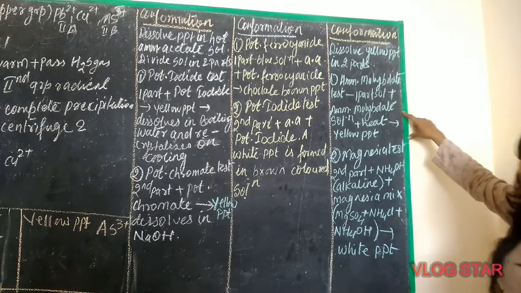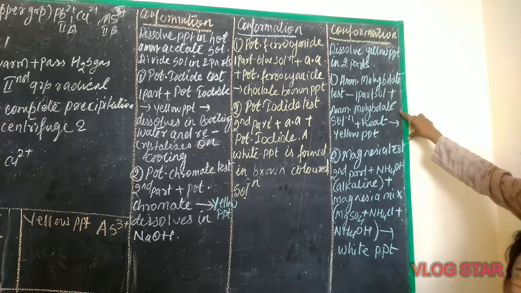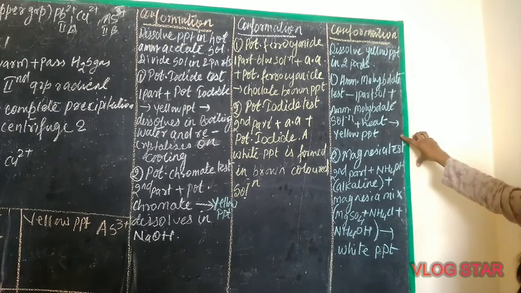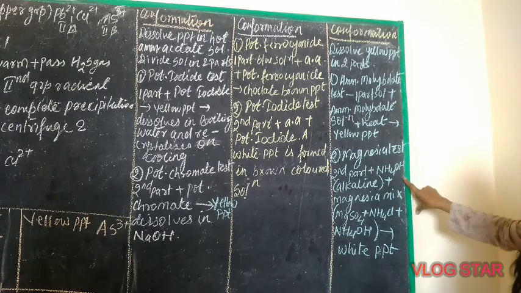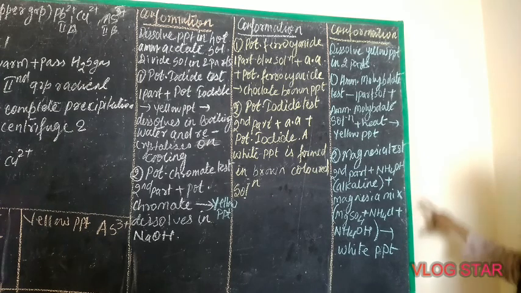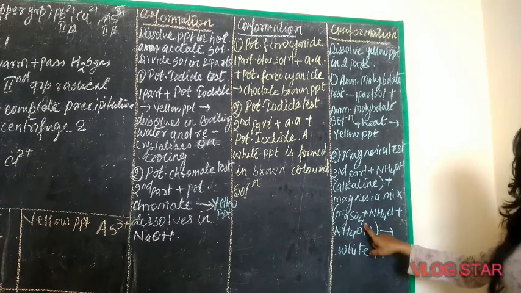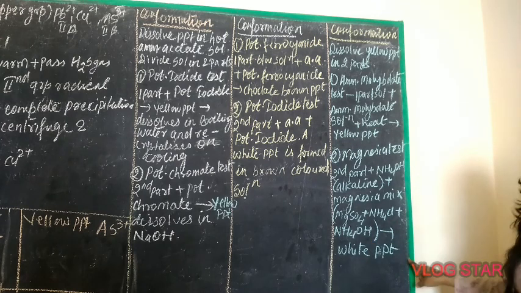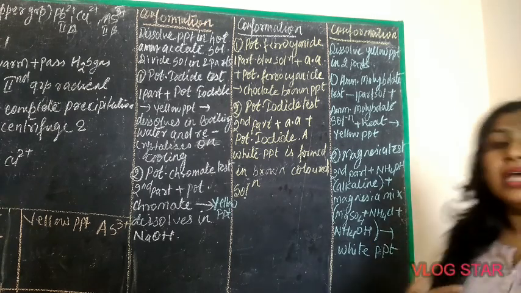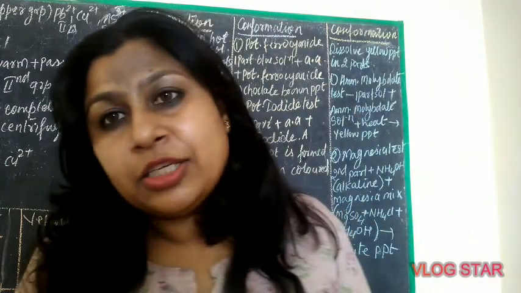Now, to one part of the solution add ammonium molybdate solution and heat. Yellow PPT is obtained, that confirms As3+. Second is magnesia test. To the second part of the solution, add ammonium hydroxide in order to make it alkaline, and then add magnesia mixture. Magnesia mixture is magnesium sulfate, ammonium chloride and ammonium hydroxide in equal volumes. A white PPT obtained will confirm that arsenic As3+ radical is present.